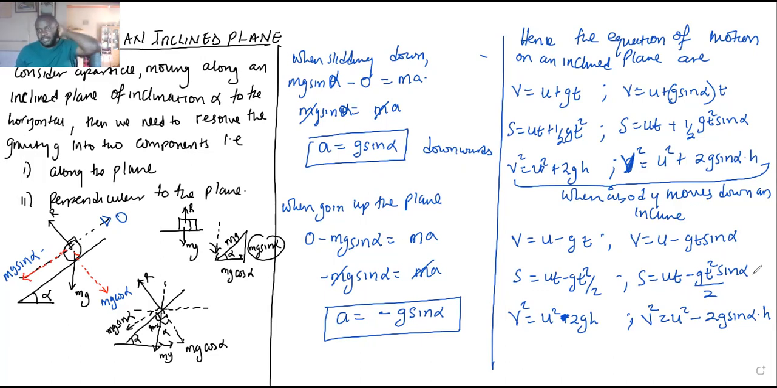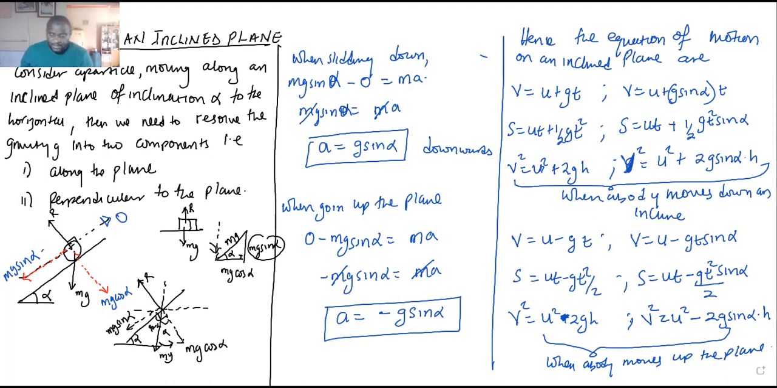So in this case, these equations are used when the body moves up the plane. This occurs when the body moves up the plane. So any questions here, if I can proceed to examples?